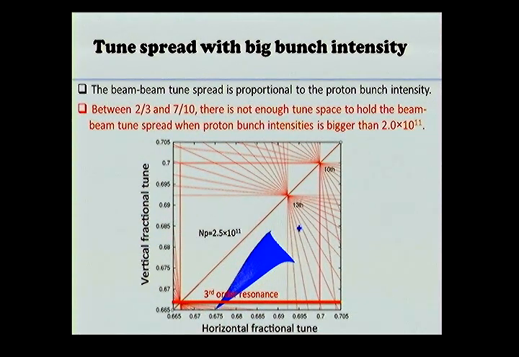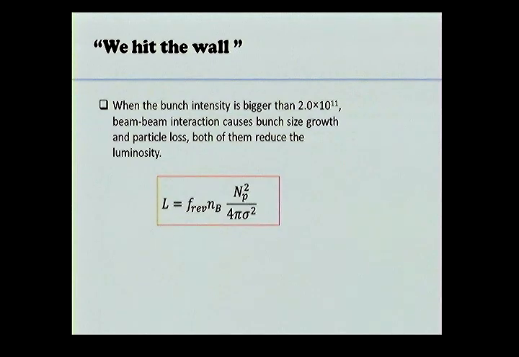In the current tune space between 2/3 and 7/10, there is not enough tune space to hold the beam tune spread when the proton bunch intensity is bigger than 2×10¹¹. So what will happen when the proton bunch intensity is bigger than 2×10¹¹? The beam-beam interaction will push the tunes of the protons to the third-order resonance line. And the third-order resonance line will blow up the particles' oscillation amplitude, which causes a large bunch size and particle losses.